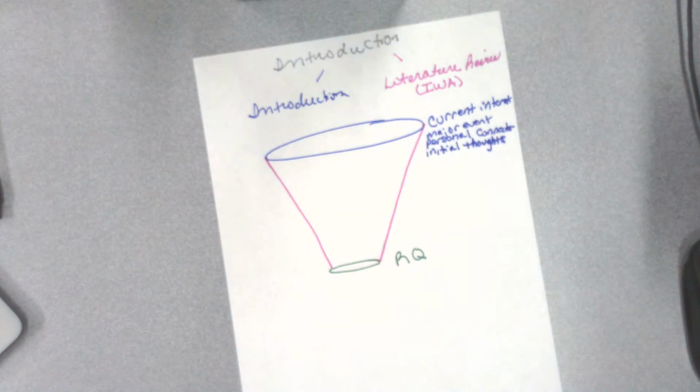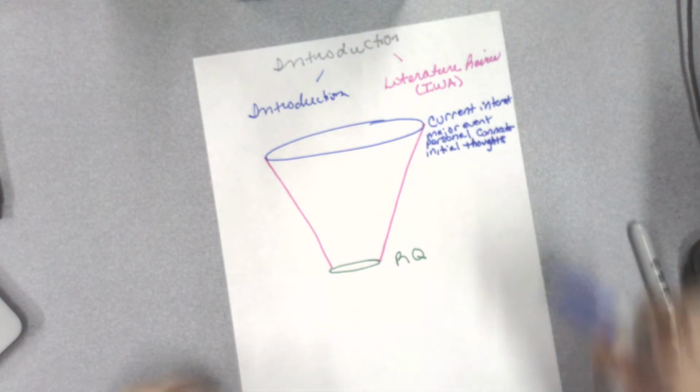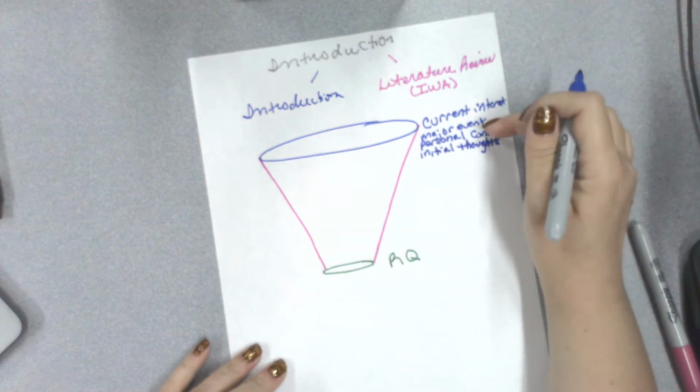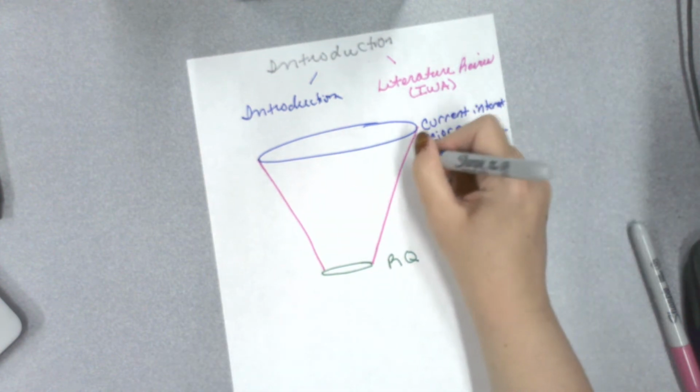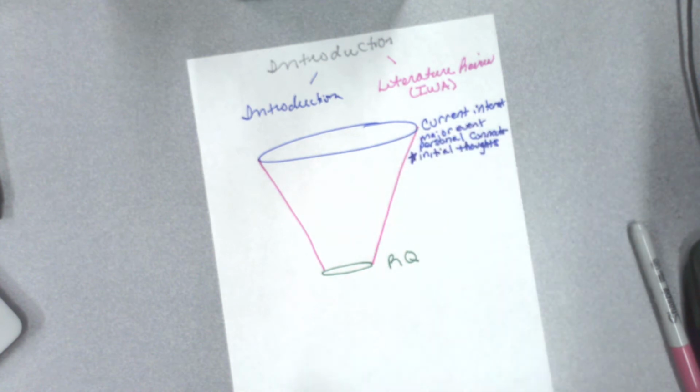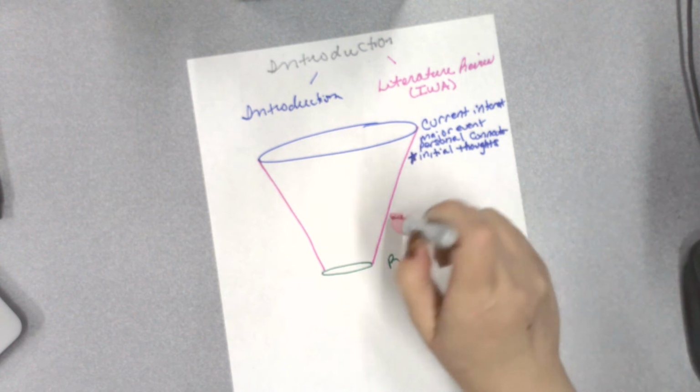This is a good place for that to be a transitional idea. If you start with the current state of the field, current interest, talk about any major events that have been recent, what is your personal connection, and what are your initial thoughts, that becomes a good transitional thought moving into the literature review.